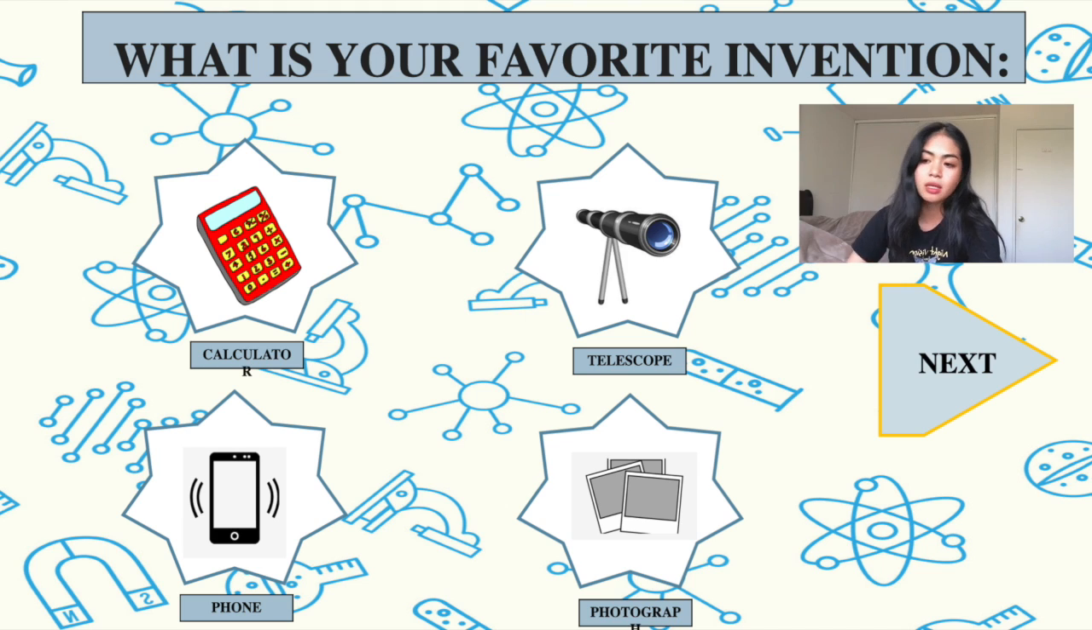Then once we submitted our answer for the last page, it will take us to what is your favorite invention. So all of these inventions that you're seeing, they are from one of the videos that we have to watch to do our homework. And so we have calculator, we have telescope, we have phone, and we have photograph. So somehow these topics will relate back to what we learned in the semester, and I think it is really useful to help refresh our memory about what we learned and those scientists.